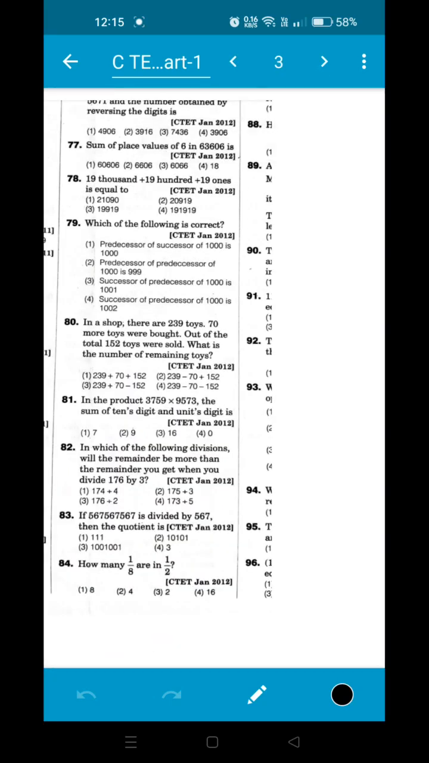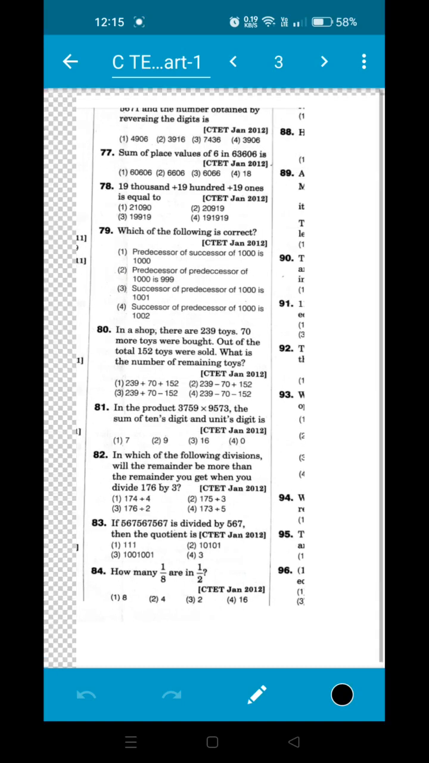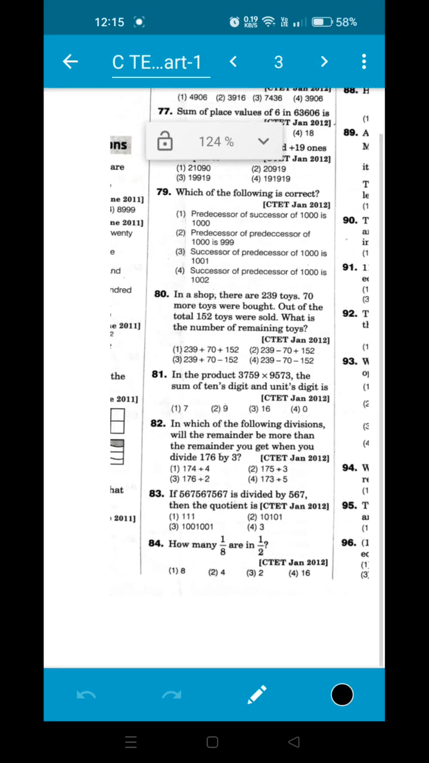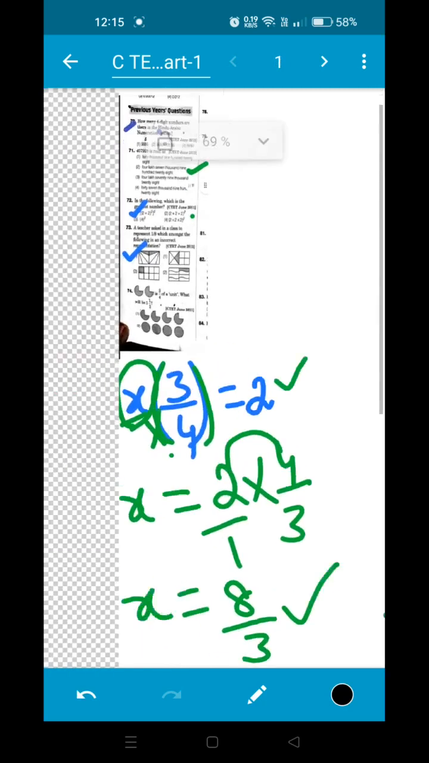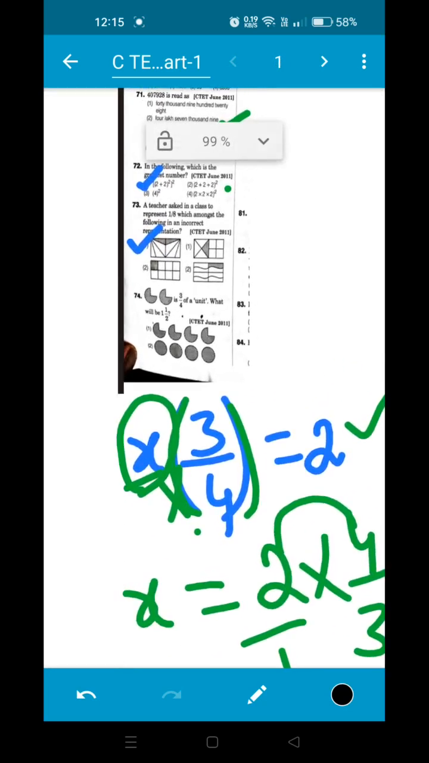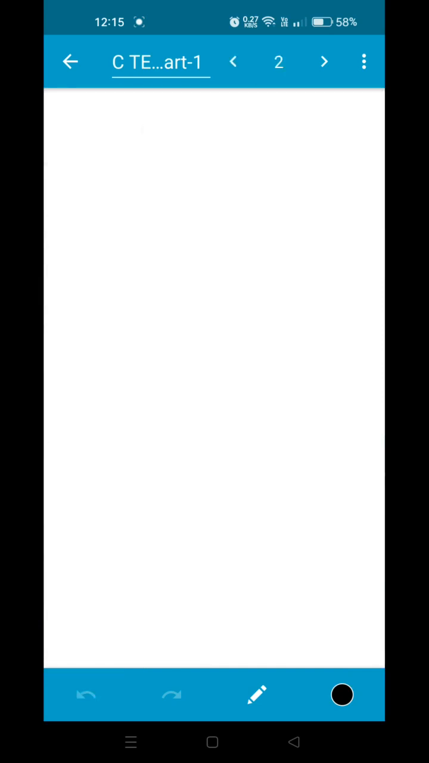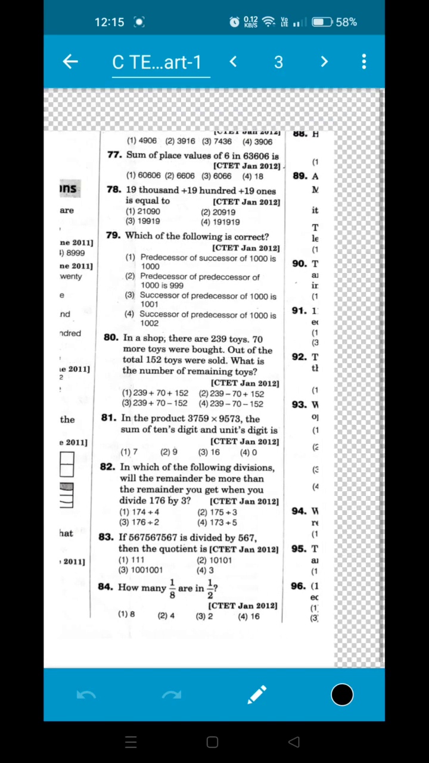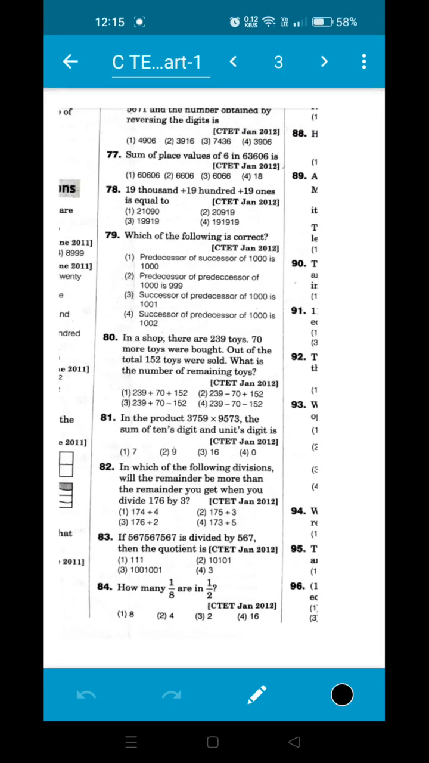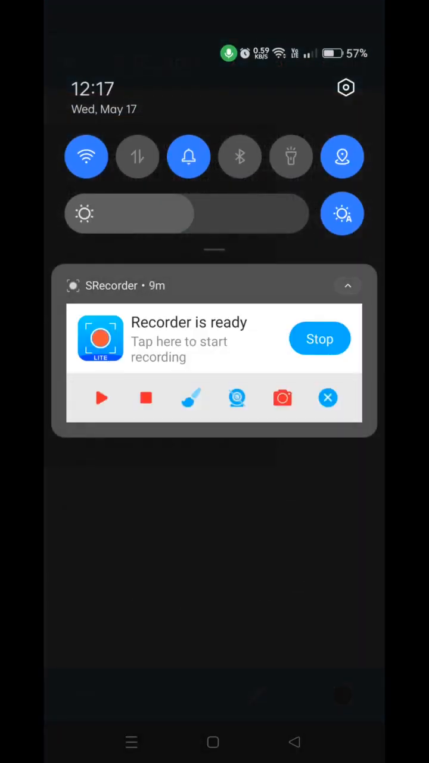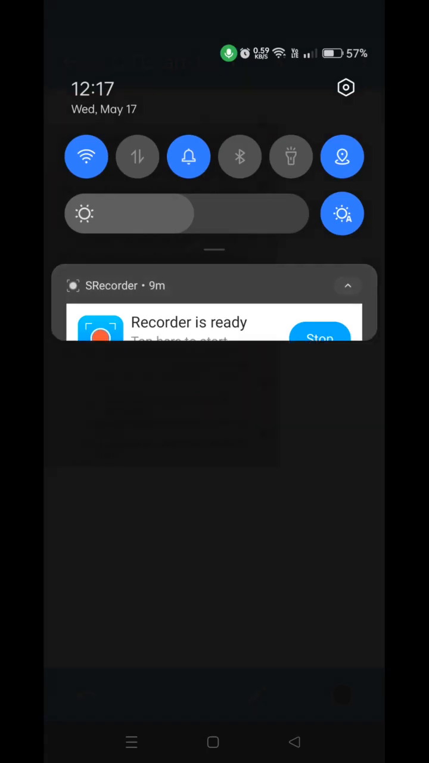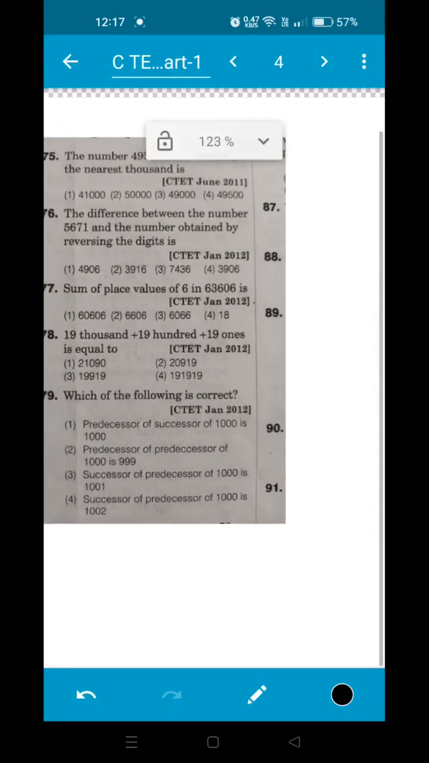Next. So 75. Let us see question number 75. 75 was not there, right? So 75. Okay, 76, 77 onwards questions are there. Just a minute.